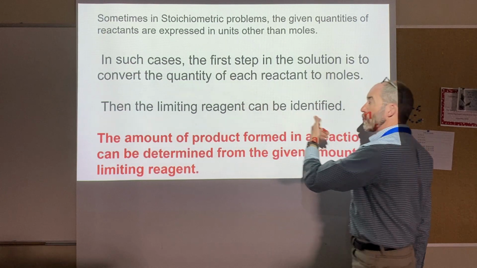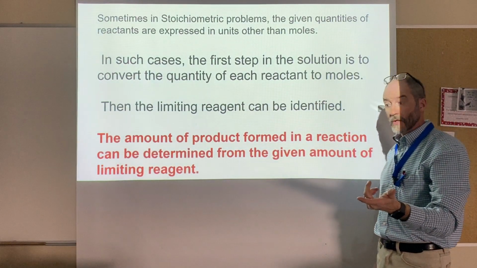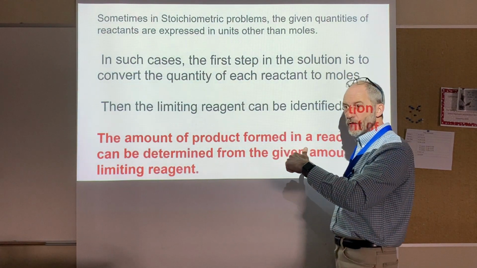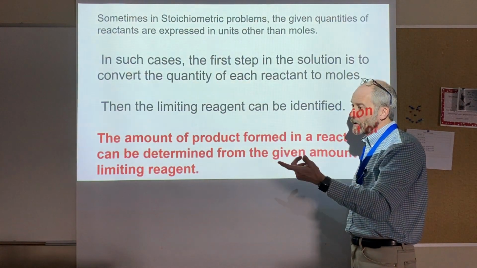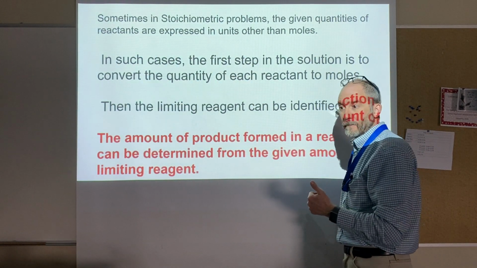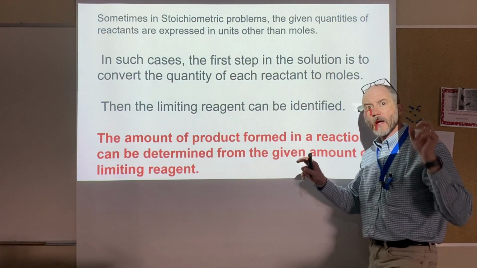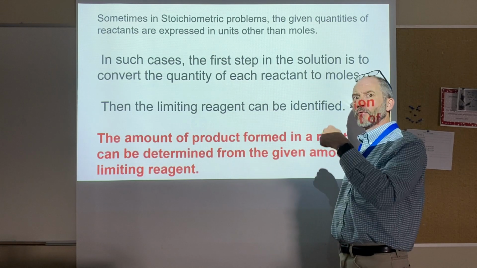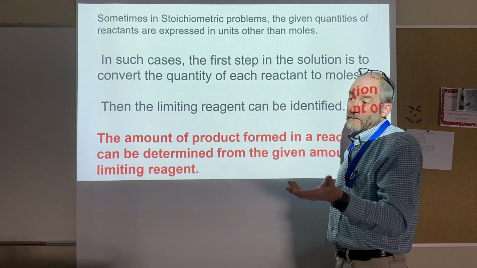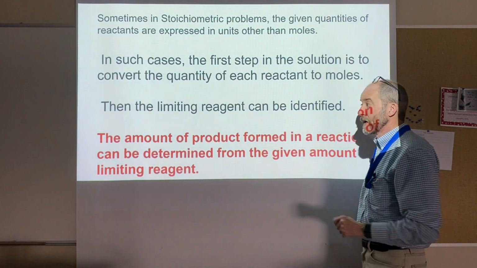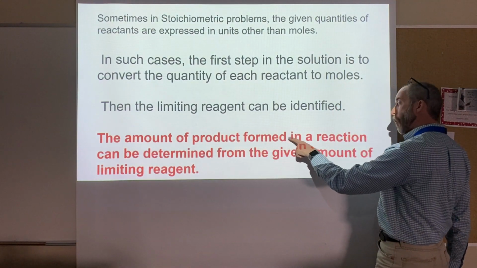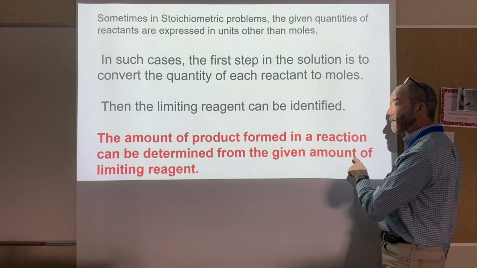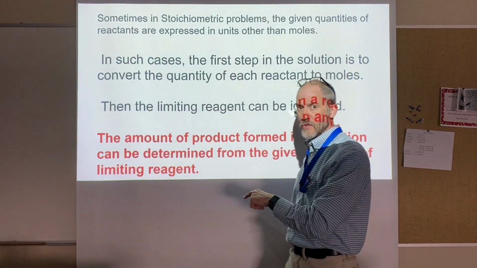Then you figured out which one was the limiting reagent. Well, when you converted copper into moles of sulfur, you found out that you had more than enough sulfur, but you didn't have enough copper. Well, I wanted to check that to make sure I was right, Mr. Day. Well, then you converted moles of sulfur into moles of copper, and you found out that you didn't have enough. The amount of product formed in a reaction can be determined from the given amount of limiting reagent.